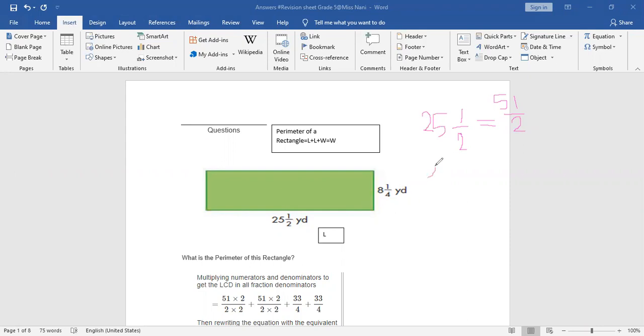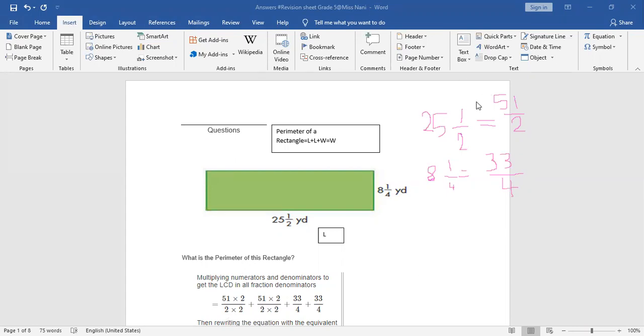I have to convert it also into an improper fraction. 8 and 1 out of 4. It will be 8 multiply 4 plus 1. 8 multiply 4 equal what? 8 multiply 4 equal 32 plus 1 equal 33 out of 4. So here I will have 51 out of 2 plus 51 out of 2 plus 33 out of 4 plus 33 out of 4.